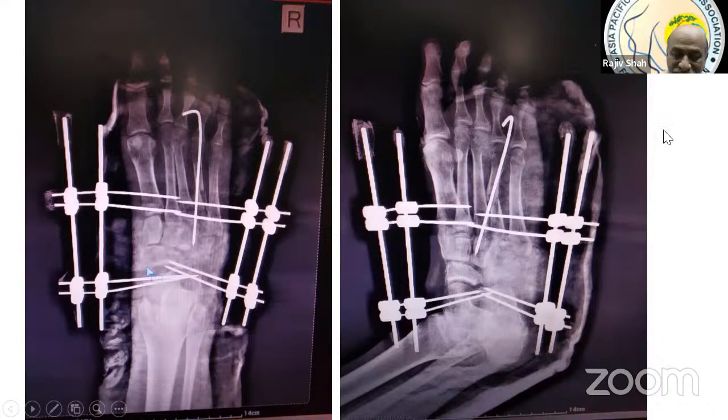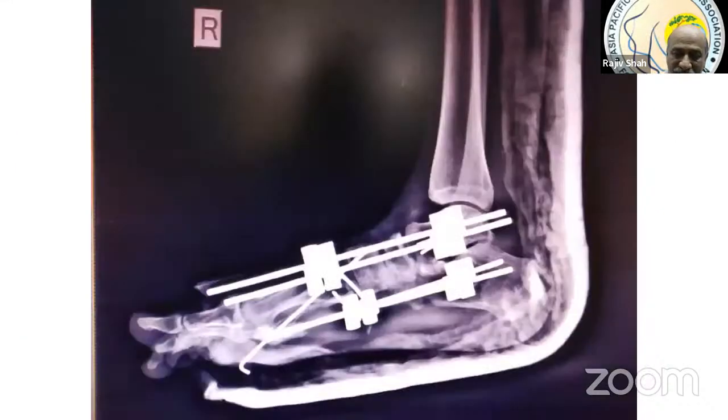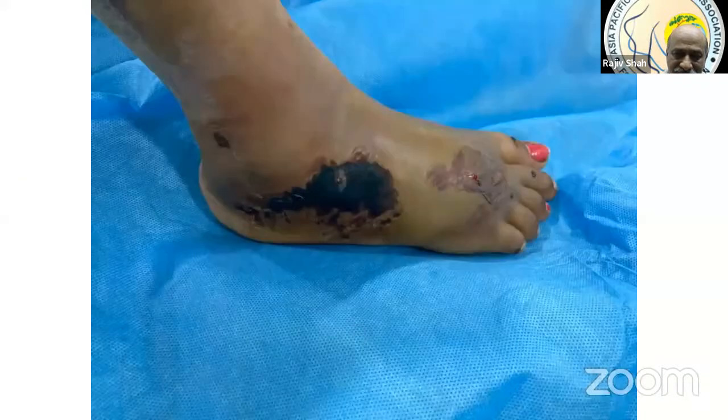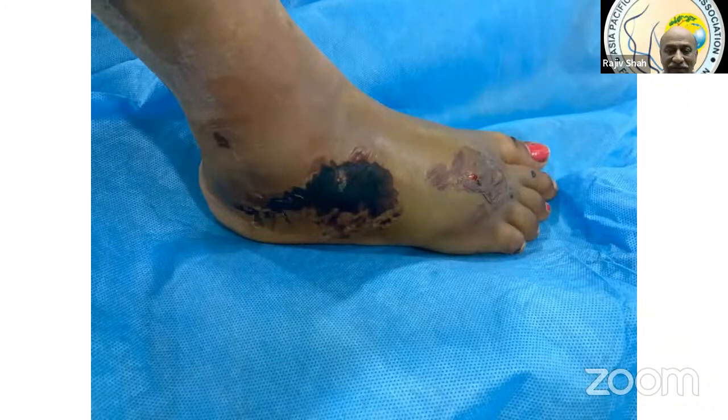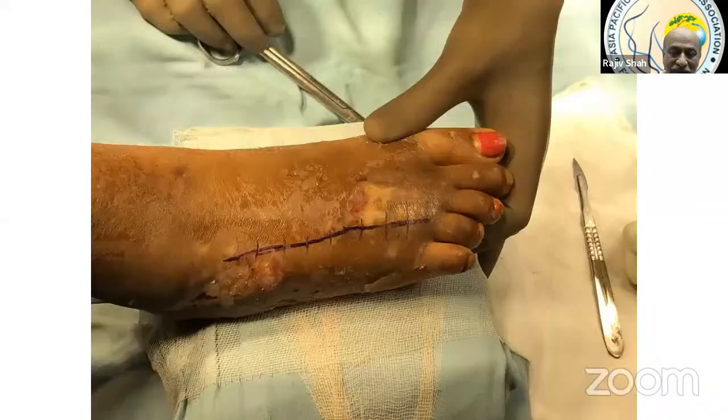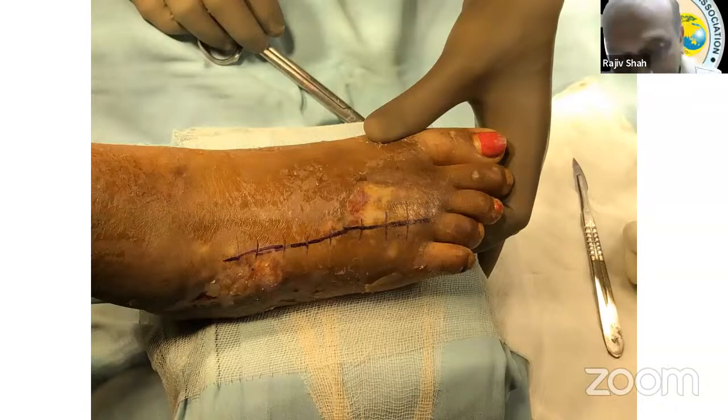And this was the lateral image. And with this skin condition, you would definitely wait, right? Yeah. So we waited, and then this is when he was taken for the definitive fixation.